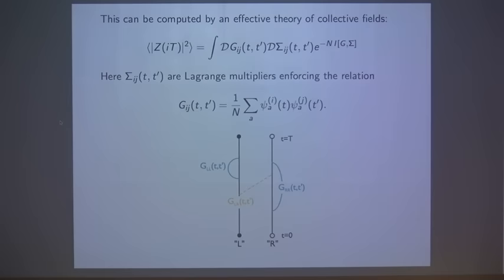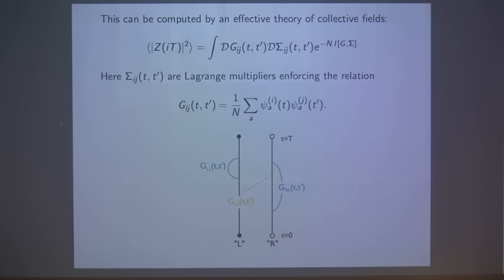Now, a nice feature of the SYK model is that disorder average quantities can be computed exactly by a theory of collective fields. Collective fields are called G and sigma. Now, sigma is a Lagrange multiplier, and it's better to just think about G. So let's discuss the meaning of G.